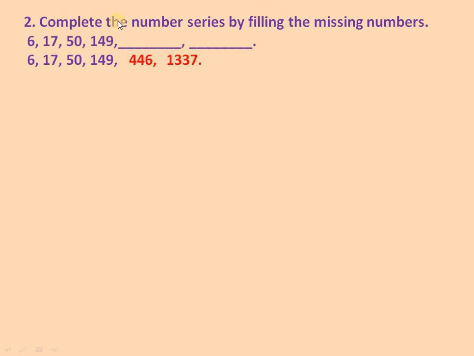Question number 2. Complete the number series by filling the missing numbers. The series is 6, 17, 50, 149. Let's see how we are going to get the missing numbers. 6 multiplied by 3, 6 3s are 18. So the number which we have got over here is 18. We will subtract 1 from it. It will give you 17.